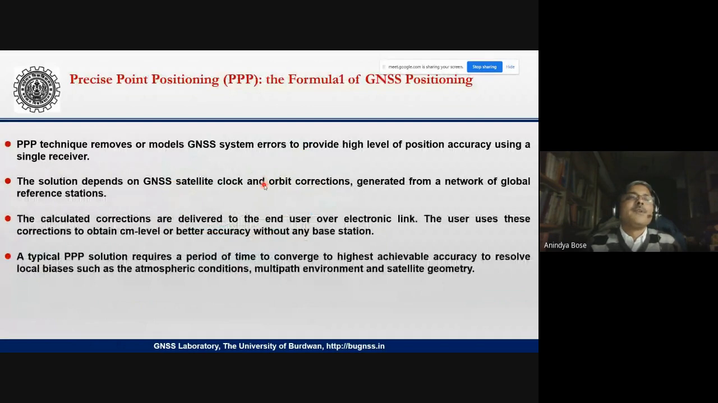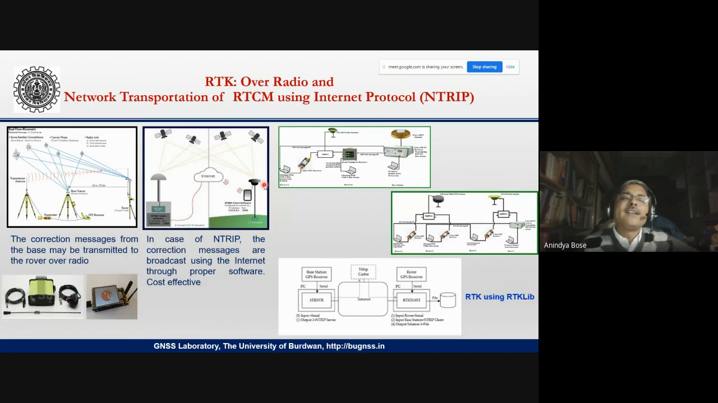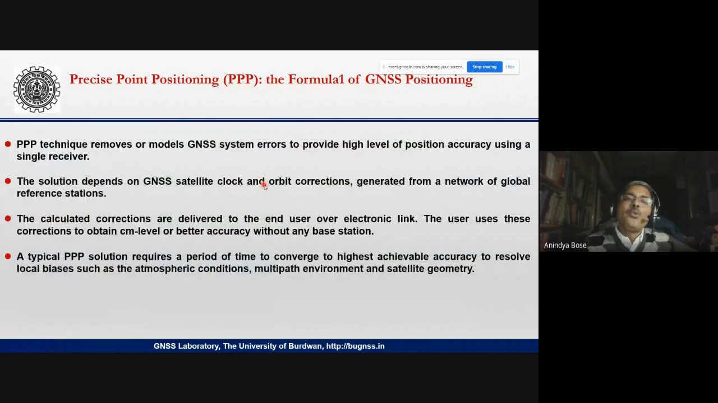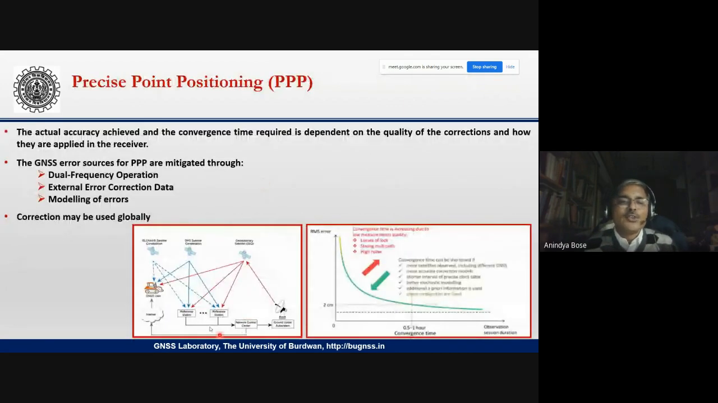Okay. So now let us come to precise point positioning, what we call the Formula One of GNSS positioning. In the cases of RTK, DGNSS and SPP, we get the solution very fast, near real time. At this moment I need my solution, I'm getting my solution. But PPP, precise point positioning, is a technique where there is some latency. Latency means I'm collecting my raw data. The idea is like that. So I'm collecting the raw data.